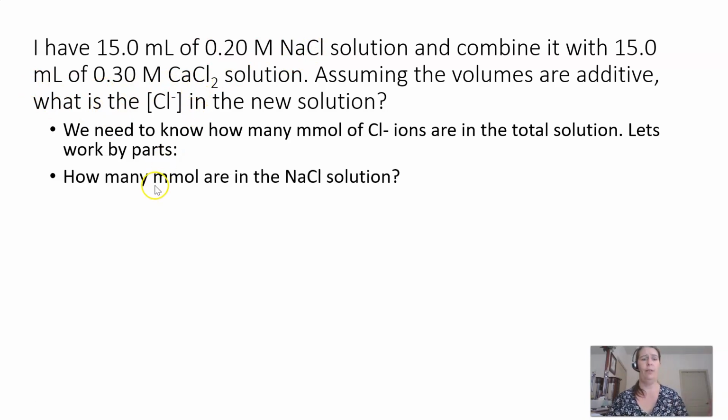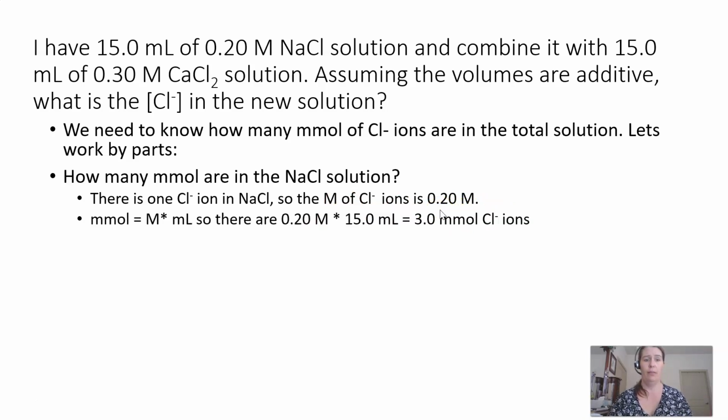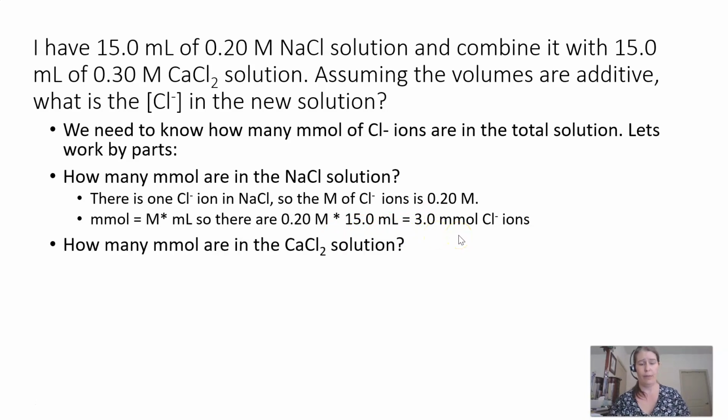So starting one by one, how many millimoles of chloride ion would I get in the sodium chloride solution? Well, for every 1 sodium chloride, I get 1 chloride ion, so the molarity of the chloride ions is the same, 1 to 1. Since millimoles is molarity times milliliters, I get 0.2 times 15 milliliters, means that this solution is going to contribute 3 millimoles of chloride ions.